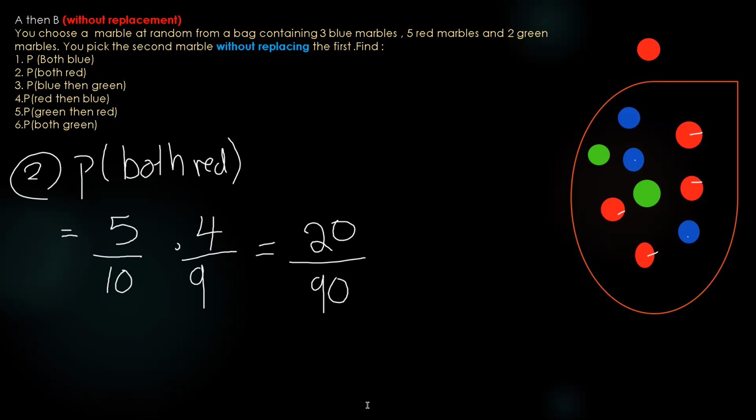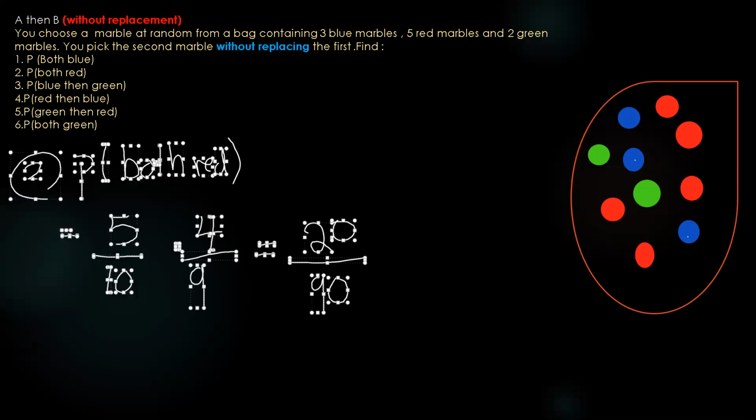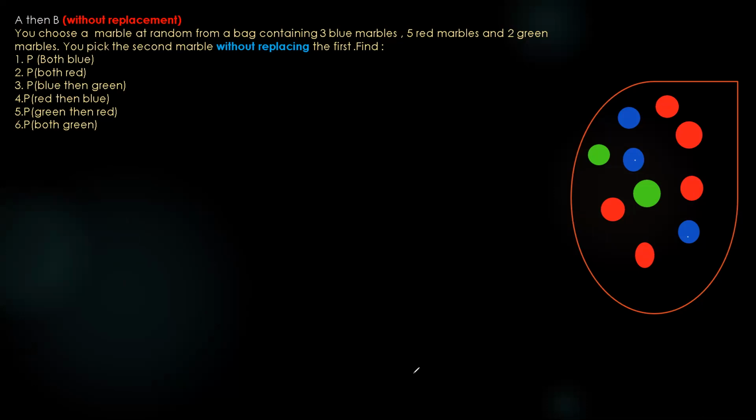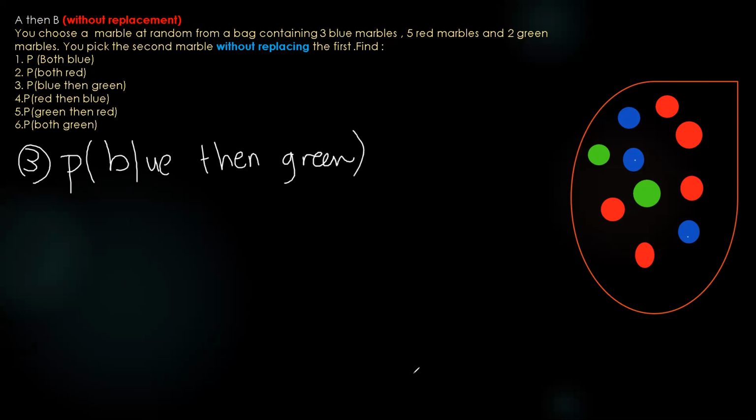Now, the third case here, just put it back. Let's put it now in the bag here. And then let's solve number 3. Number 3, what is the probability that the first one is blue and the second one is green? The first one is blue. How many blue do we have? We have 3 blue over 10.